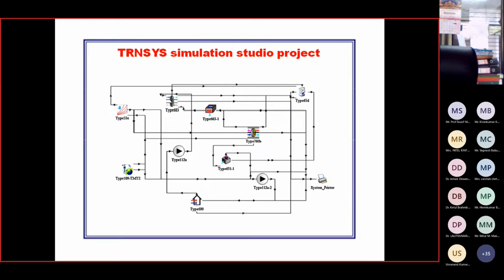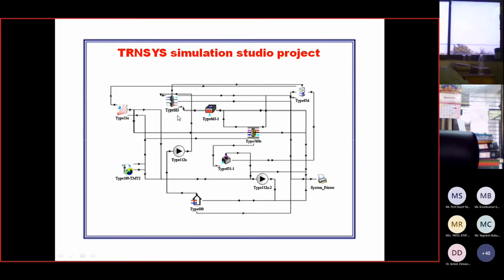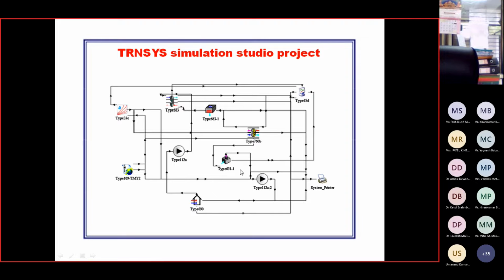In this TRNSYS studio, we have combined different models here. Type 683 denotes the dehumidifier mathematically, then a heater may be there, some heat recovery wheel may be there, conventional air conditioning is Type 651, and the room load is Type 619.